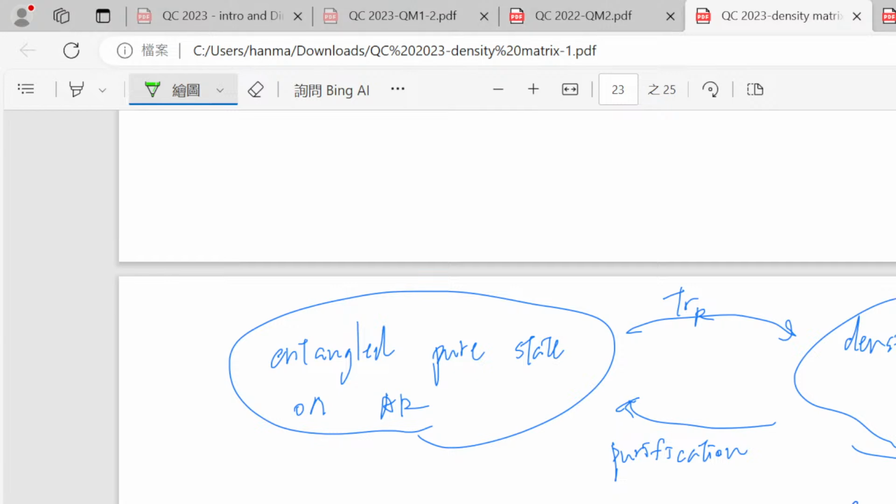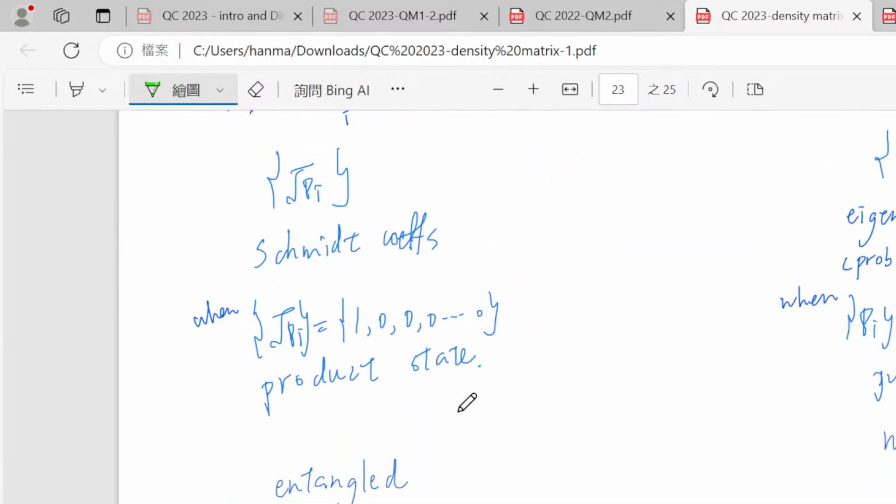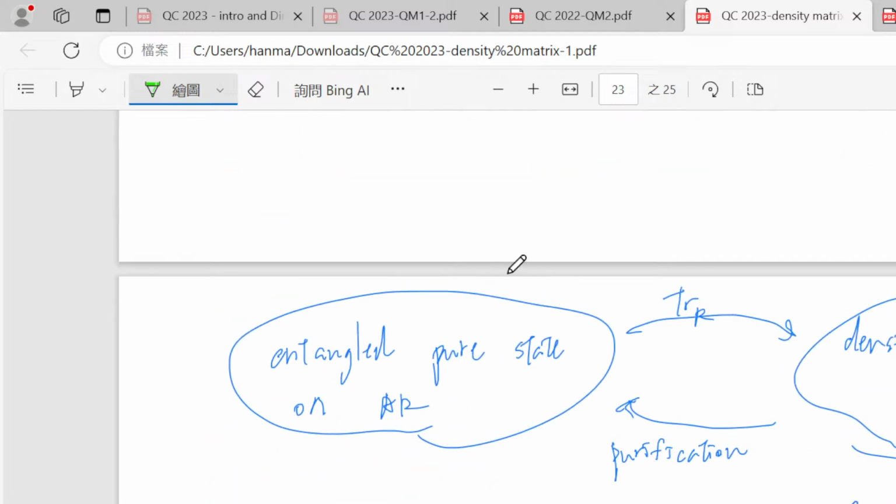Start. So any questions from last time? I believe last time we finished almost the last thing we want to say about density matrix.